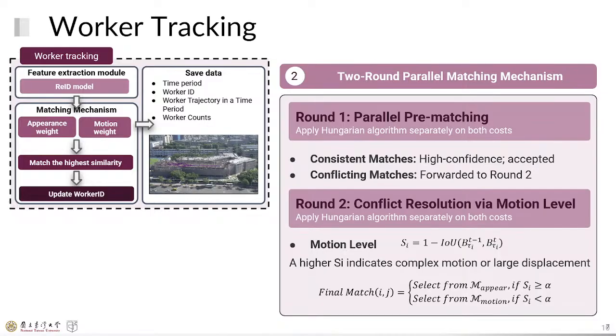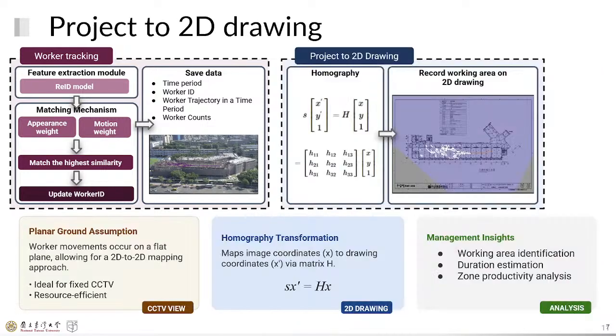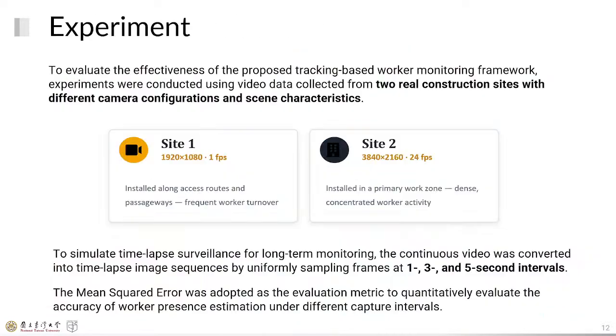If it is smaller than a threshold, we will just use the motion cost. And then we project the trajectory into a 2D drawing. And here for the experiment, we tested on two sites. The first site has a 2K camera, and the second site has a 4K camera. We downgrade the frame rate into 1 second, 3 second, and 5 second intervals to test different scenarios.